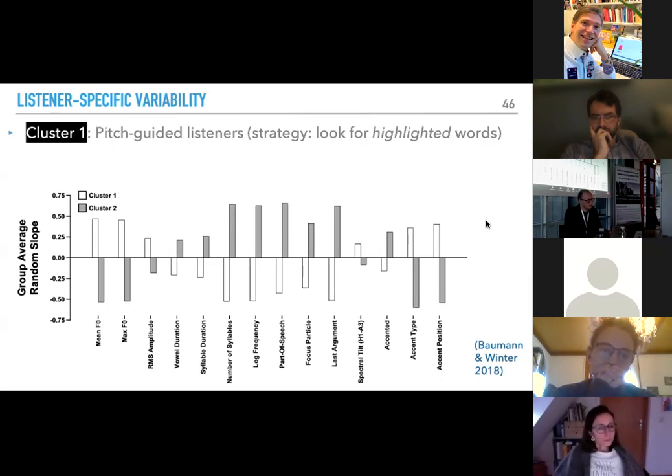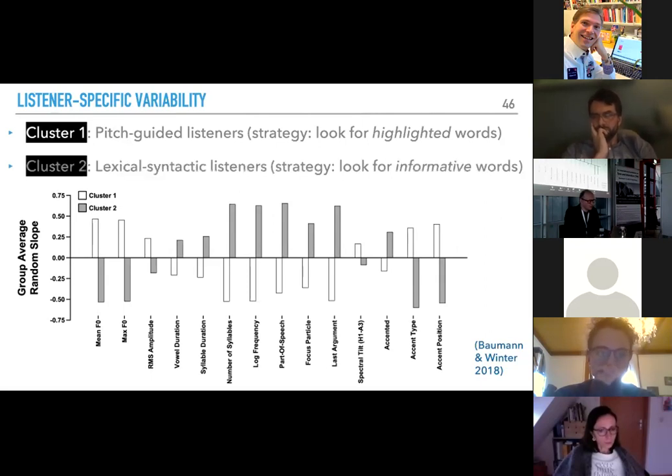And we found that one group relied more on prosodic factors, which we call pitch-guided listeners. You can see here, so this is the white bars. They may have interpreted the task as looking for highlighted words. And a second group relied obviously more on lexical and syntactic cues. This is why we call them lexical-syntactic listeners. Or they interpreted the task to a larger extent as looking for informative words.